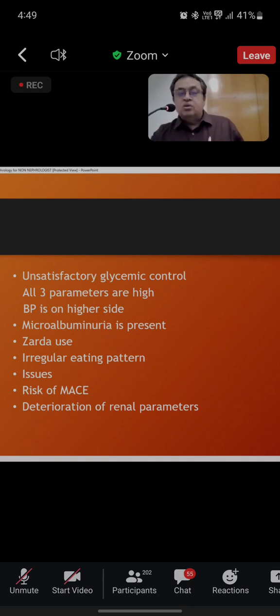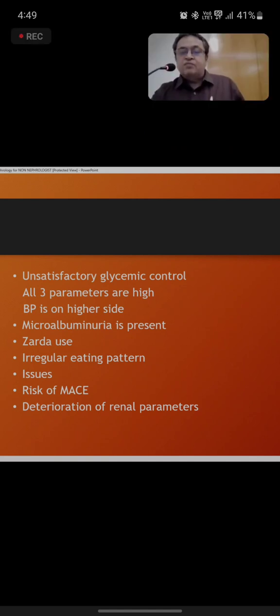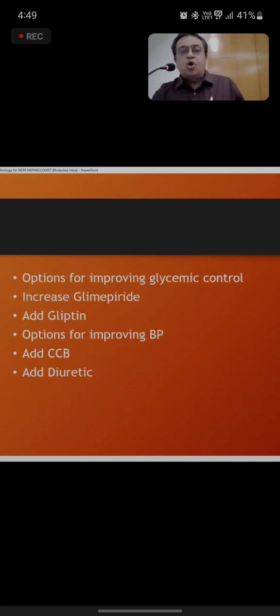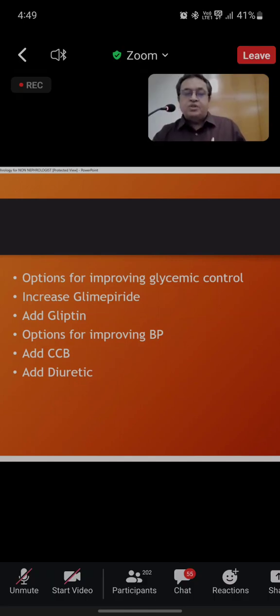So there were other issues, and probably all that would act as a risk factor for a cardiac event. And in fact, there is a possibility that such a patient will have a renal deterioration. So that's how the prescription needed modification. And then naturally someone thought of altering the drugs. They were thinking about adding a gliptin or some more drugs to improve blood pressure, maybe a calcium channel blocker or a diuretic.